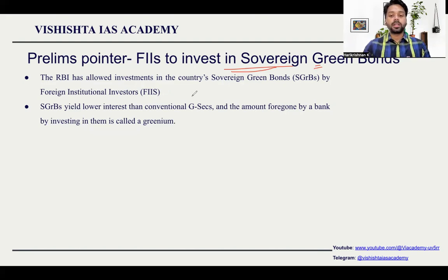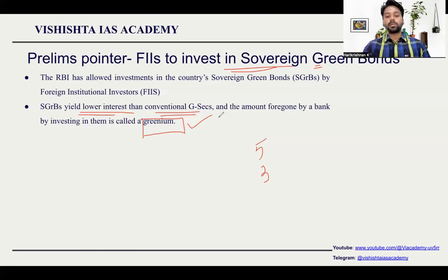Here, how will it benefit? It will benefit because it has a lower interest rate than conventional government securities. If the government securities are providing, let's say, for example, 5%, these green bonds will provide 3%. So this extra 2% is the profit, which we call greenium. Instead of premium, we are calling it greenium because it is for green projects. So this is how the sovereign green bond works.